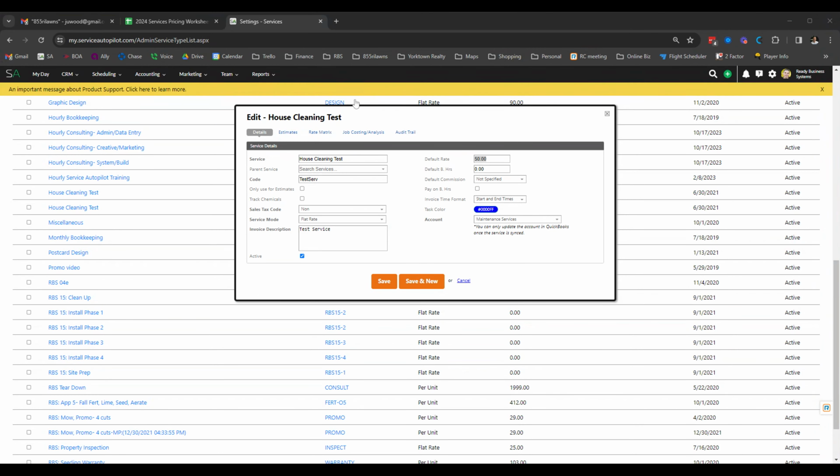Here inside of Service Autopilot, we have obviously the rate matrix, and we have a couple of fields here. One is for default rate and default budget hours. So default rate is essentially your minimum price for arriving at a job. And obviously, even if a job only takes 2 minutes, you're not going to charge for 2 minutes of time because there's some fixed cost associated with that time. So you do need a minimum price.